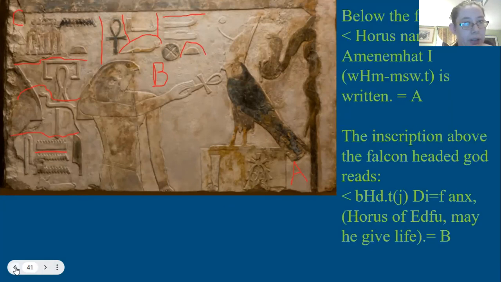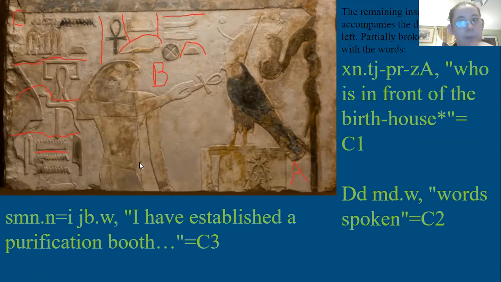And then we have the part that I've labeled C, which is here, and that's the last chunk. So I'm pretty sure that this is this first XN, which I think is elliptical H dot T J. And then this is this PR. So this is house. That might be that ZA part, because then this is that underlined G dot T.